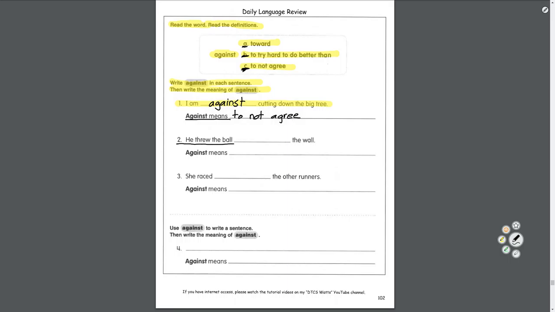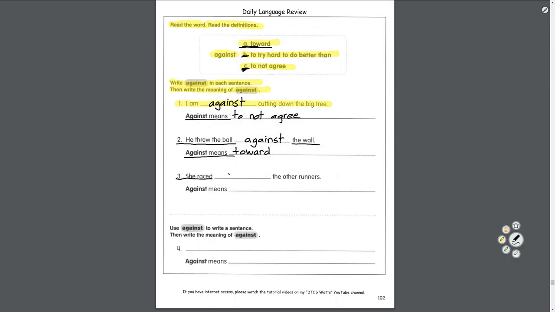Number two, he threw the ball against the wall. Against means toward this time. So you can see how the same word can mean different things.